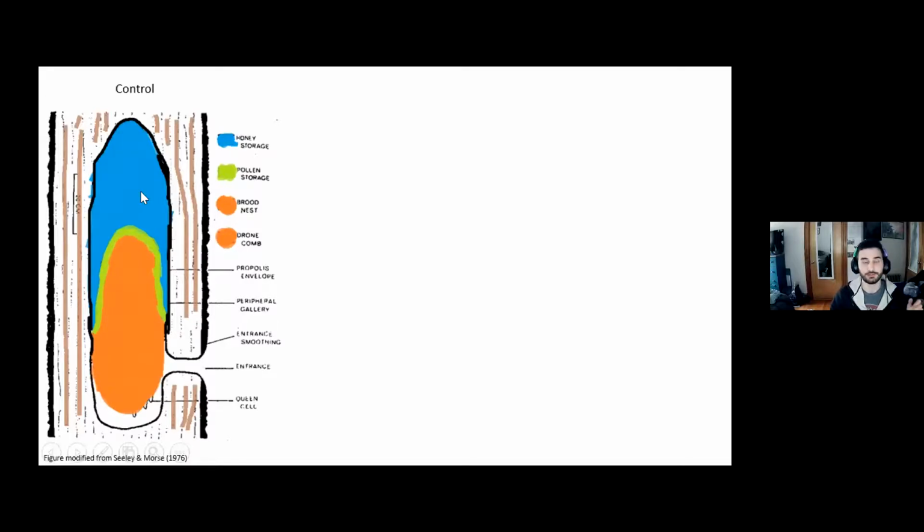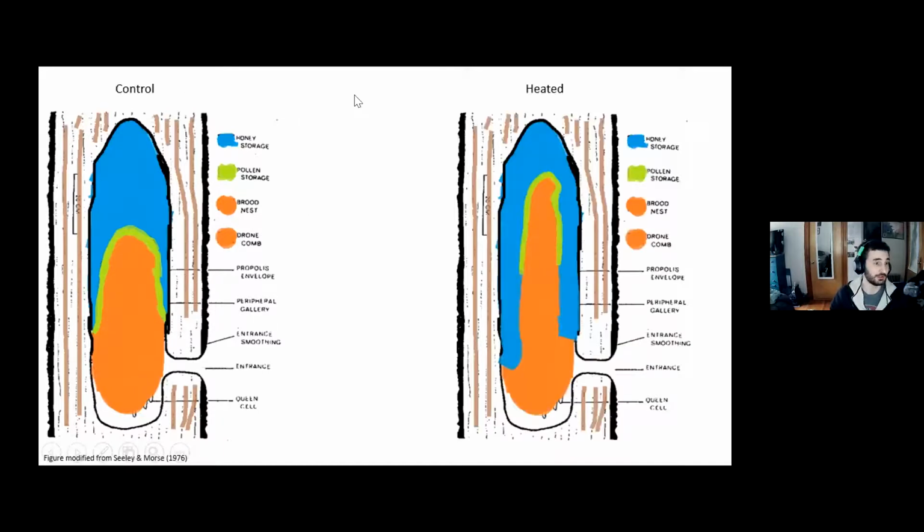And remember that this is a horizontal, cross-sectional slice of a colony. So this honey that's on the outside of the brood wouldn't just be in the front and the back, it would actually be encompassing the entire brood cluster. What I would expect if we heated the colony is that this honey storage would encroach inward into the colony. Honey provides 2 benefits.